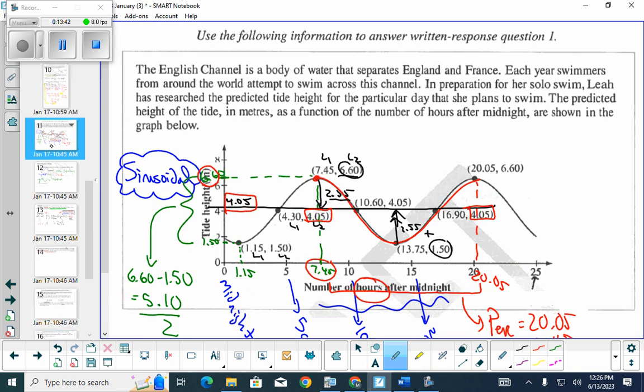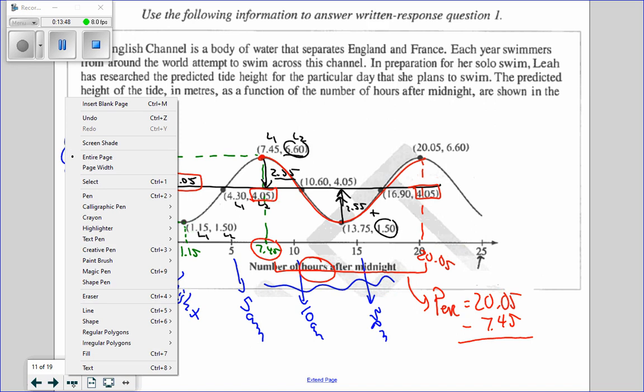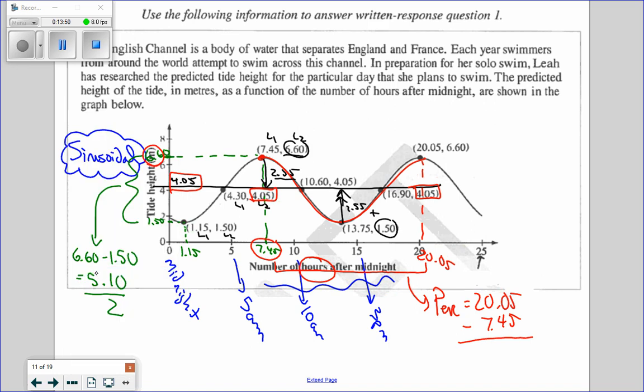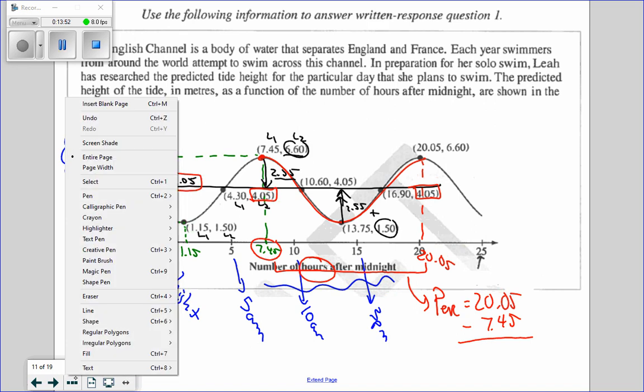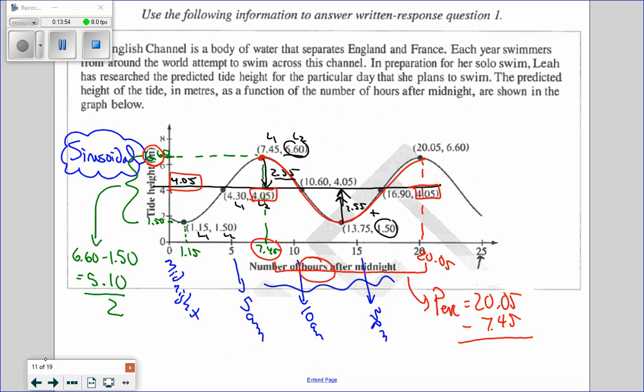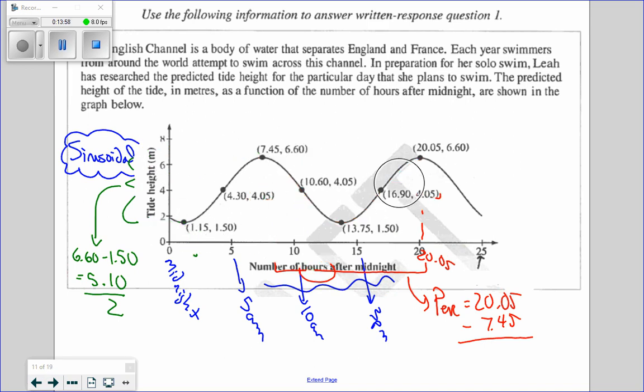Okay, I'm just going to erase some of the stuff that I've got on here because it's getting a little out of control. Okay. So I'm just going to erase all the stuff that I had on here.